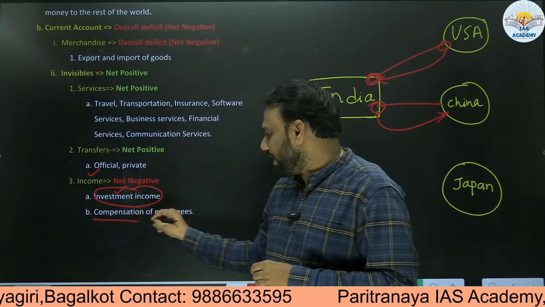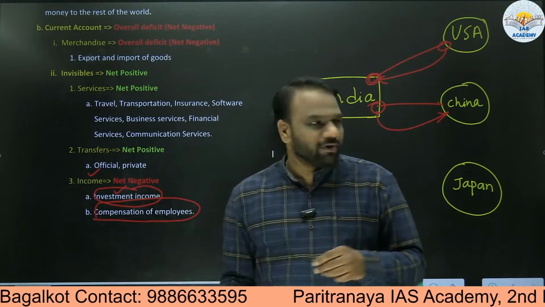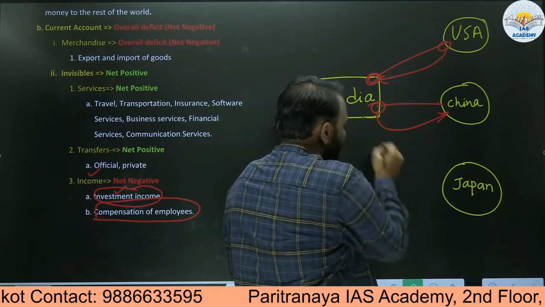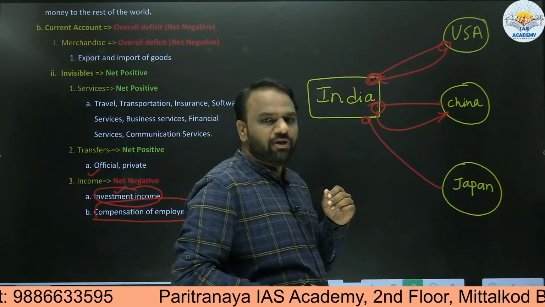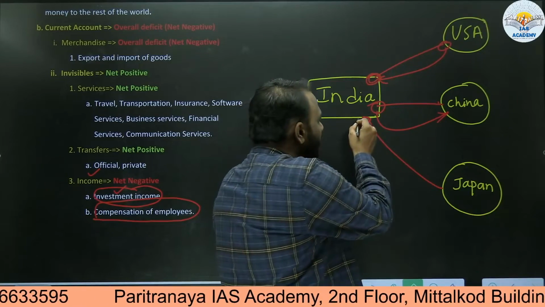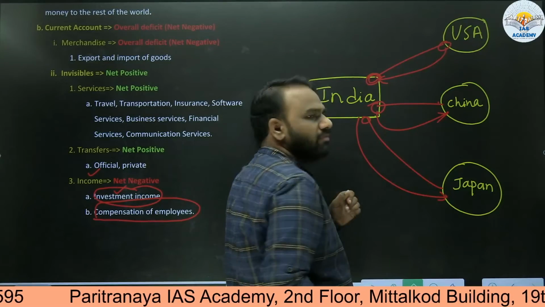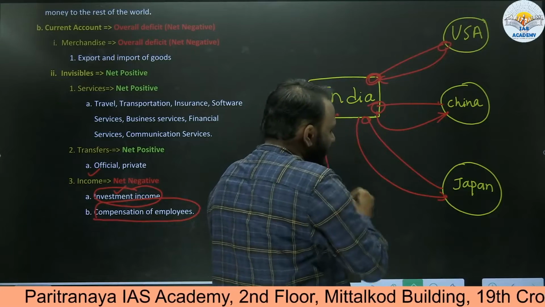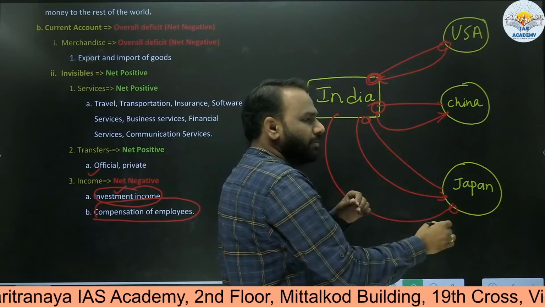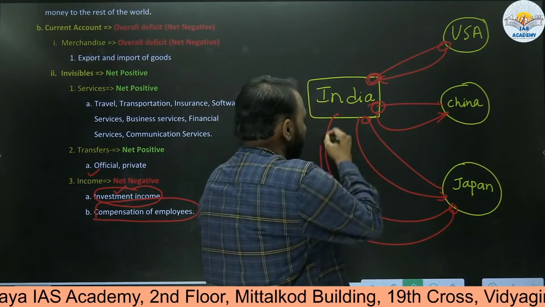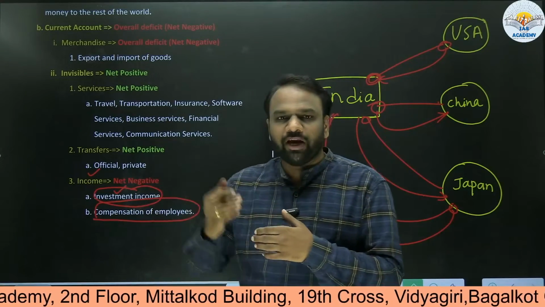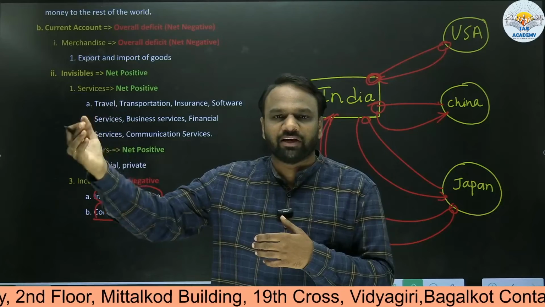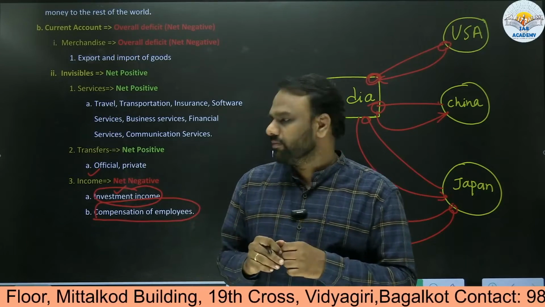Similarly, compensation of employees. A Japanese person working in India may face some problem, and because of that, the Indian company will give him compensation. Similarly, some other person may be working in Japan, face a problem there, and get compensation. Again, this compensation can go from India to other countries, or come from other countries to India. So both ways.